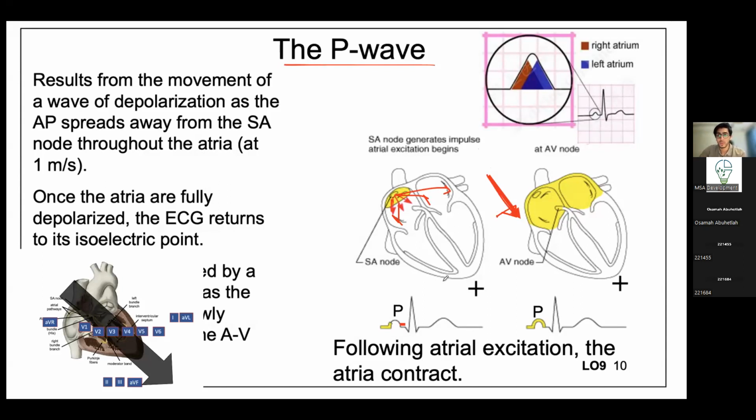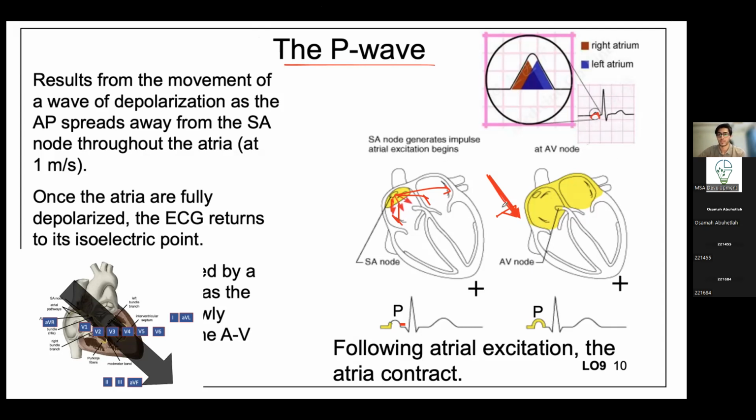And where is our lead 2? Where is our cameraman for lead 2? He's looking at the heart from down below. So if we have a wave of depolarization coming towards me, is this going to be a positive deflection or a negative deflection on lead 2? It's going to be a positive deflection. This is why the P wave is upwards. You see the P wave is up. Does that make sense?